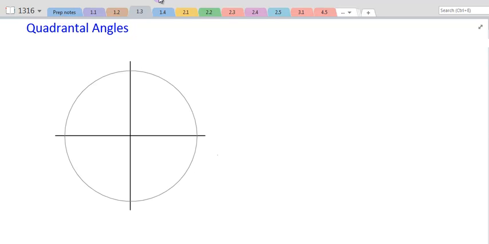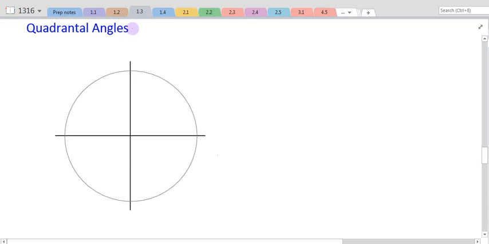In the previous section, we talked about finding the 6 trig functions of theta for any terminal side. But for this video, we're going to focus on special quadrantal angles. In section 1.1, you defined quadrantal angles as angles whose terminal side lies on either the x or the y axis.